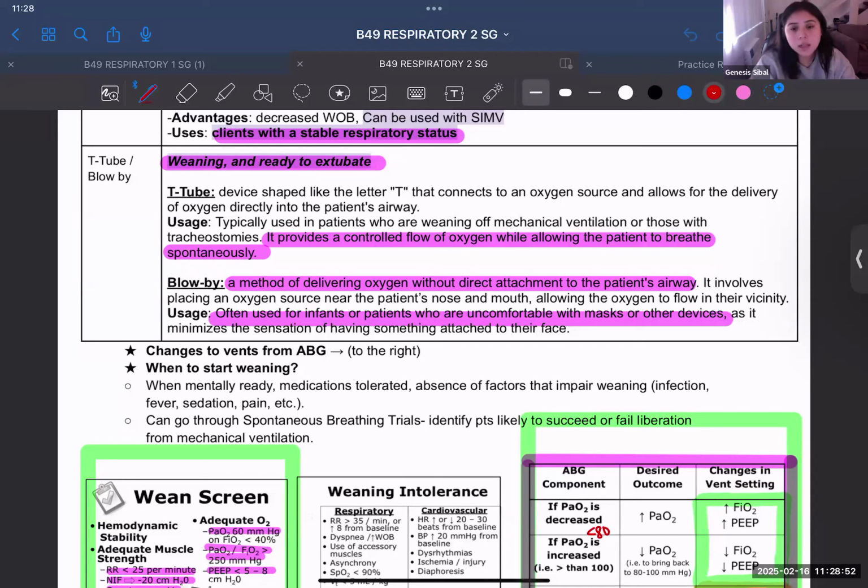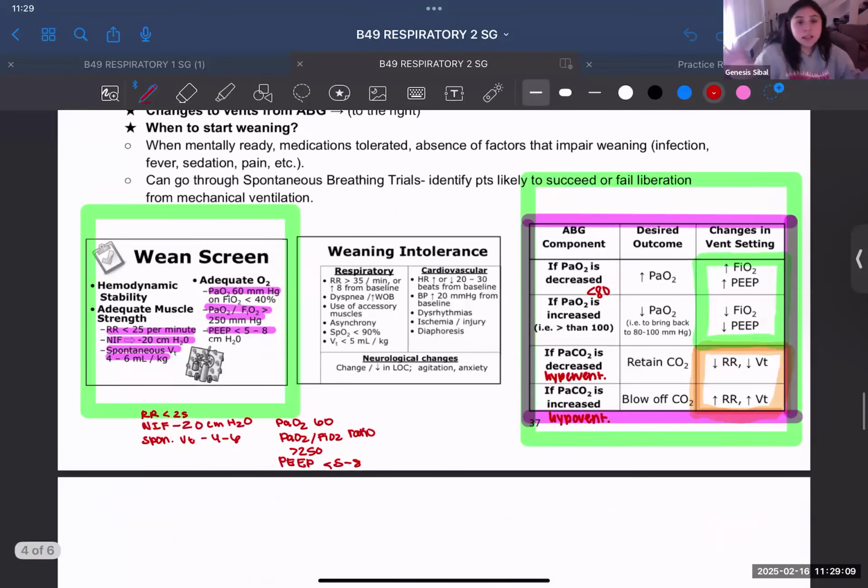So again, it makes sense for patients who are uncomfortable with masks. You're literally putting it on them instead of having them on this thing that's not directly attached to their airway. So you don't even need to know that. It's just more like, okay, if they're on a T-tube or a blow by, just know that they're doing pretty good. So that's modes.